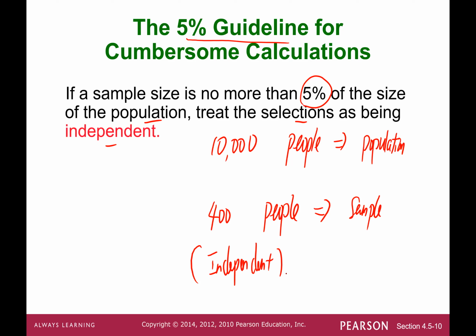But if, let's say, you're picking 1,000 people, right? You survey 1,000 people, then those 1,000 people become dependent.